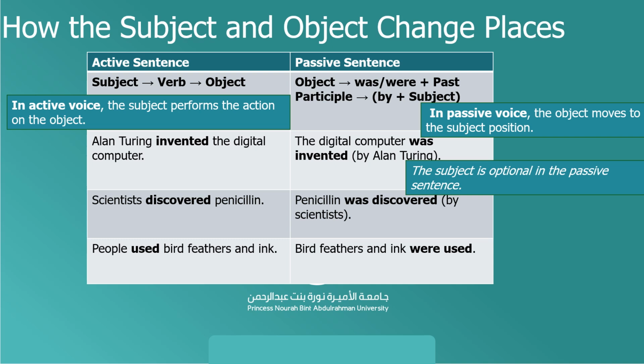So some other examples are scientists discovered penicillin. This is an active sentence. Passive would be penicillin was discovered by scientists. People used bird feathers and ink, or bird feathers and ink were used by people, optional.